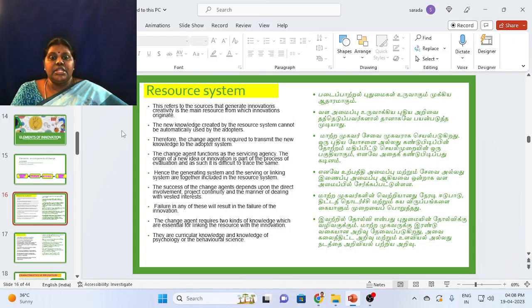The change agent requires 2 kinds of knowledge which are essential for linking the resource with the innovation. They are curricular knowledge and knowledge of psychology of the behavioral science.